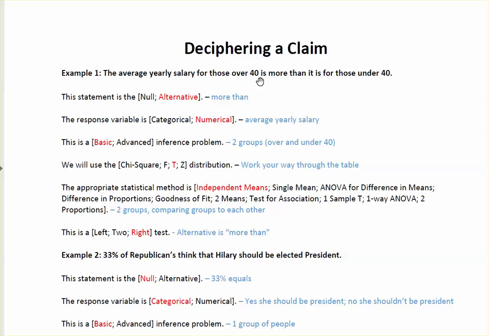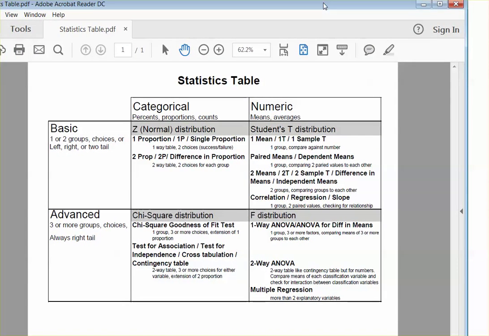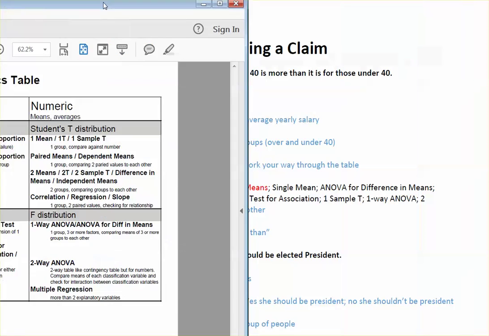Hi everyone. I'm going to go through the Deciphering a Claim handout here, but the really important thing is the statistics table, because this table is literally what we're going to use to guide us through doing this.